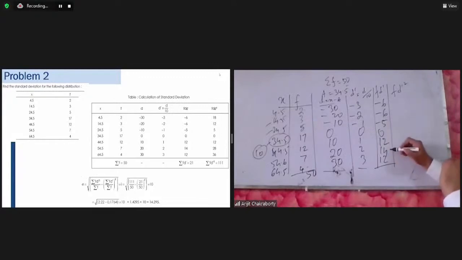This is equal to 12 and 14, that is 24 plus 14, 38. So we have 38 here, and in the negative side we have 17. So we are getting 21. Sigma FD dash is 21.